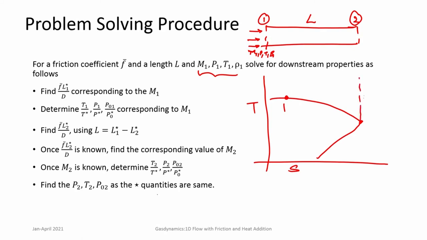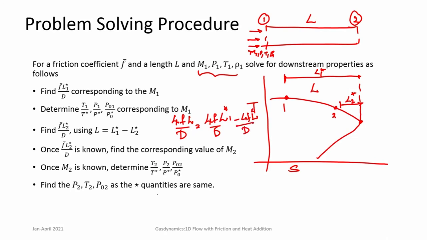Now, this is a unique reference point. So, this reference point L star is unique. If I take point 1, this is L1 star. And as it flows through a duct of length L, it reaches point 2. For point 2, the L star is over here. This is L2 star. So, what is L? Because we are taking f prime, that is a constant, the average friction, 4 f prime L by D can be written as 4 f prime L1 star by D minus 4 f prime L2 star by D. So, L is equal to L1 star minus L2 star.